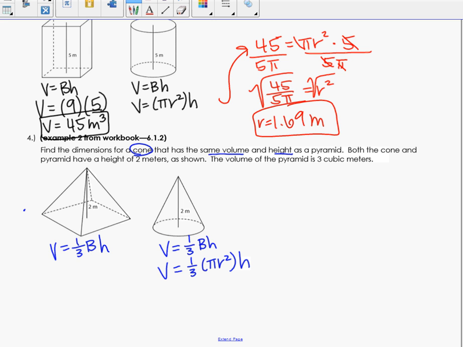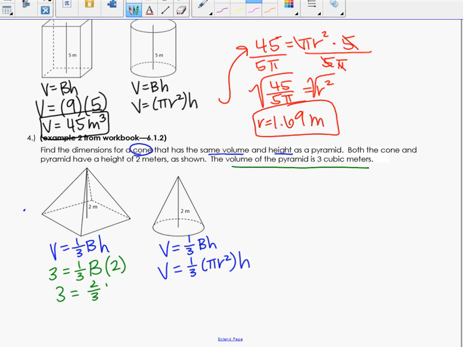Okay, so we need to find the dimensions of the cone, which tells me that I should start working with the pyramid first if they're actually wanting me to end up with the dimensions of the cone. So for the volume, it says the volume of the pyramid is 3 cubic meters. The 1/3 isn't going to change. It says that the height is 2 meters, but it actually doesn't say anything about the base. So that's what we're going to be solving for. So you get 3 equals 2/3 b, area of the base, because the 1/3 times 2 is 2/3. If you multiply both sides by 3/2 or divide by 2/3, whatever works for you, you end up getting 9/2 or 4.5 for the area of the base.